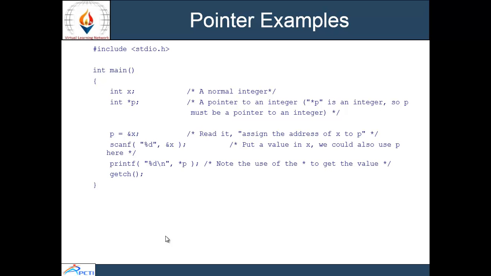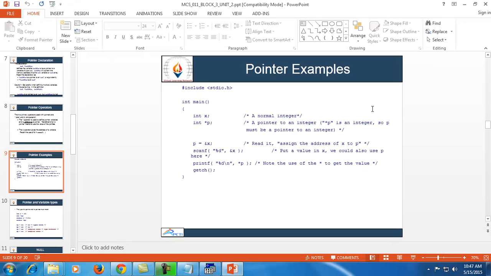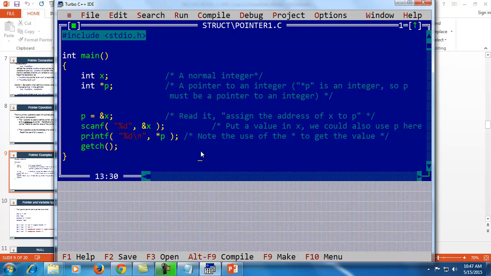Next, scanf %d. I am scanning the value of x, taking the input from the user, and printing the value which I have scanned through the pointer. printf %d, *p. The use of star is to get the value of this variable, that is x. I'll show you this example in C.